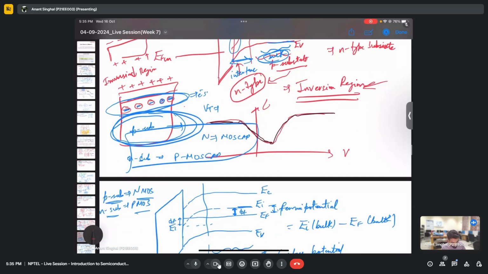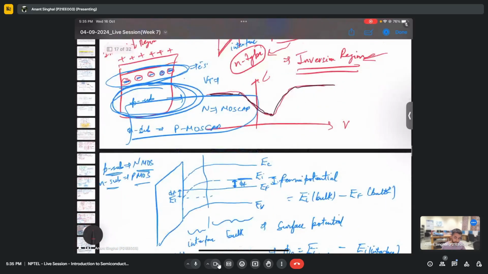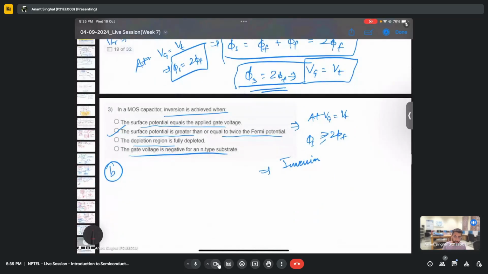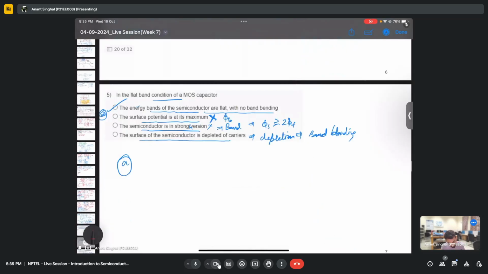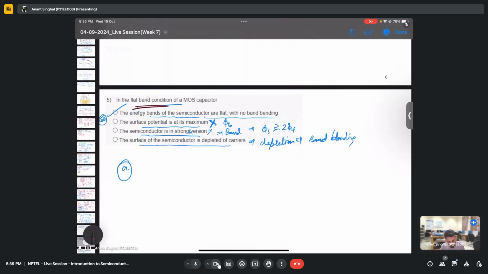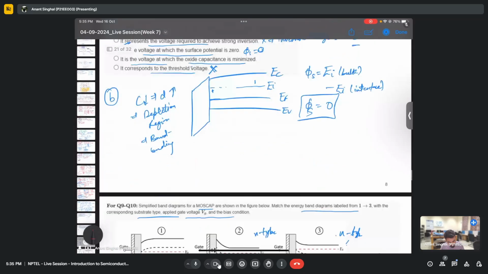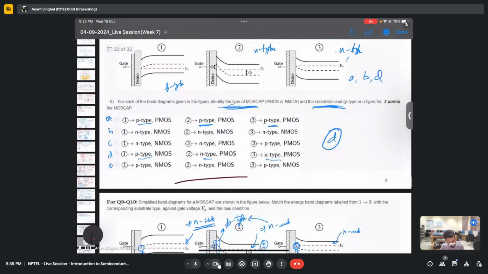At VT the inversion happens, which was covered in the next lecture after this, the derivation of the VT. And the problems now were again straightforward, like it is asking for different conditions, what can be the case. The surface potential is the main term. What is surface potential, and then how the band bends.